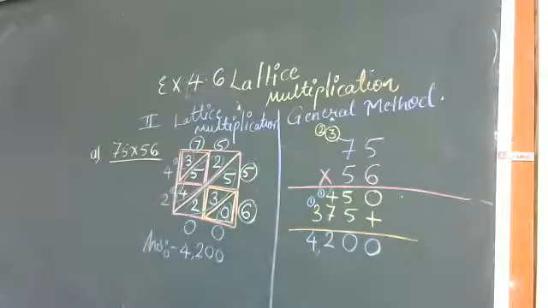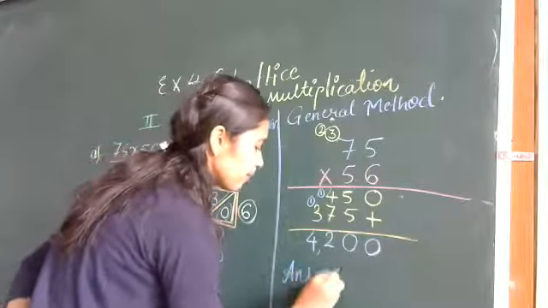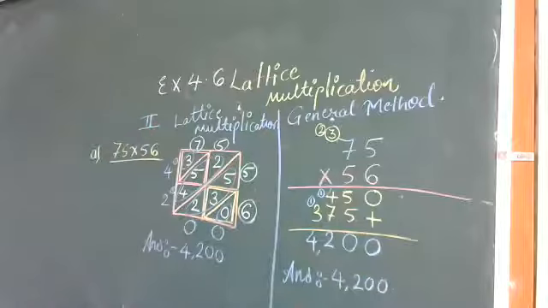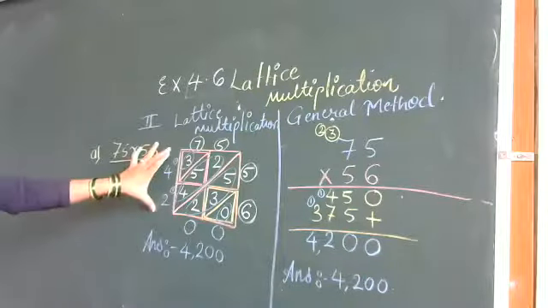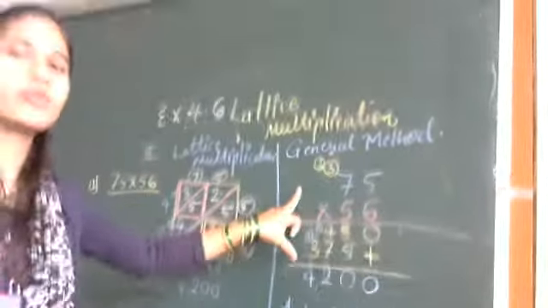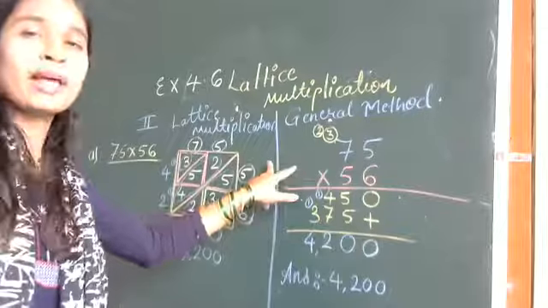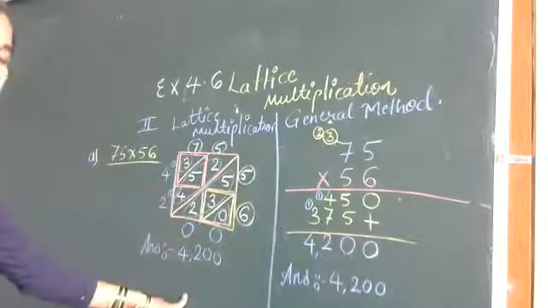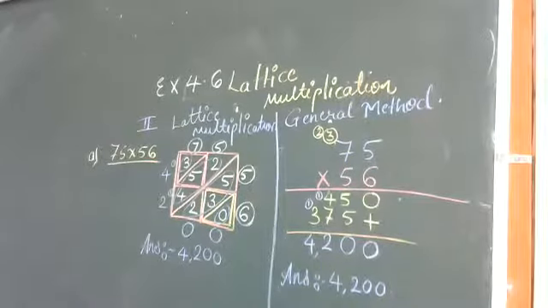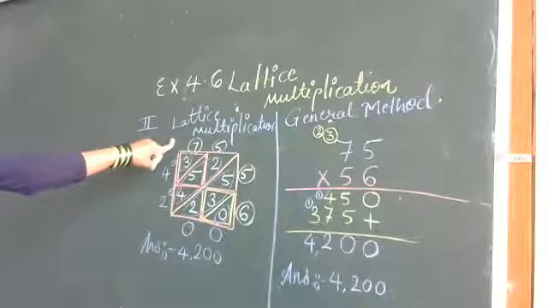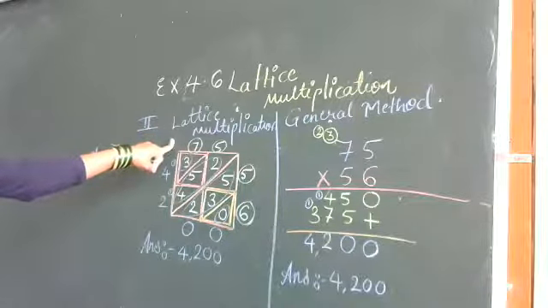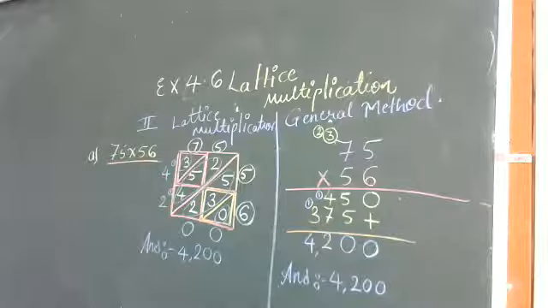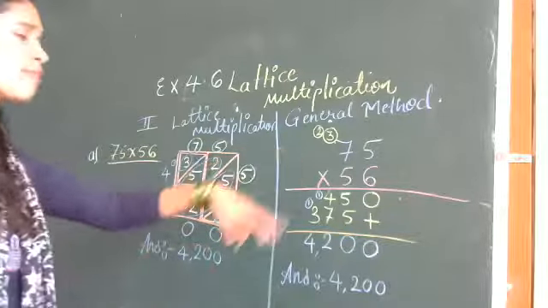Check the answer for both. Is it the same? See, this is your lattice multiplication and this is your general method. Whatever we are using here is called the general method. I multiplied the same number, first by lattice multiplication and then by the general method. What did I get as the answer? 4,200. Is it the same for both methods? Yes, ma'am. So what do you conclude from this?